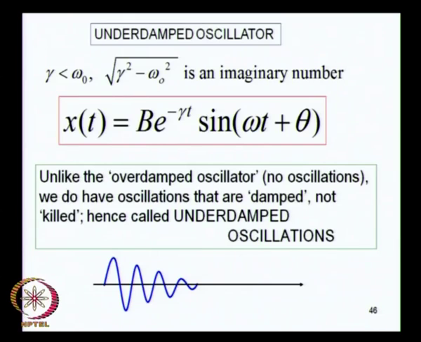So this is your underdamped oscillation, because the oscillations are damped and not completely killed, as was the case in the overdamped oscillator. That is the reason this is called an underdamped oscillation, and it has two unknowns. So the solution is completely general. A second order differential equation must have two unknowns.